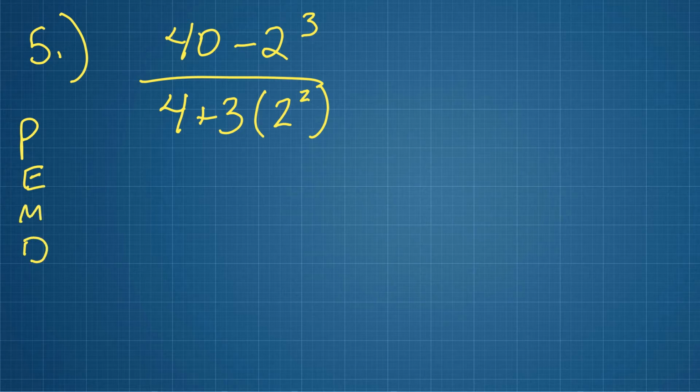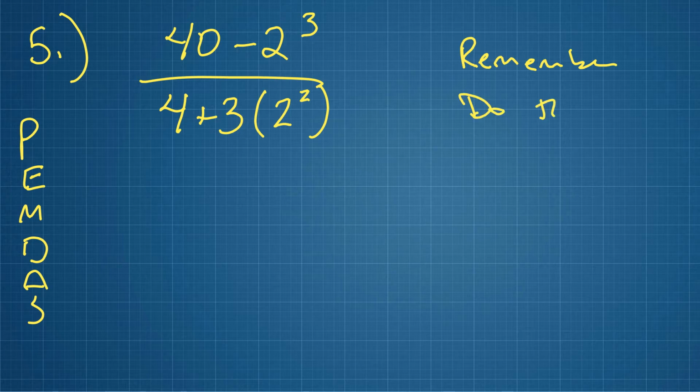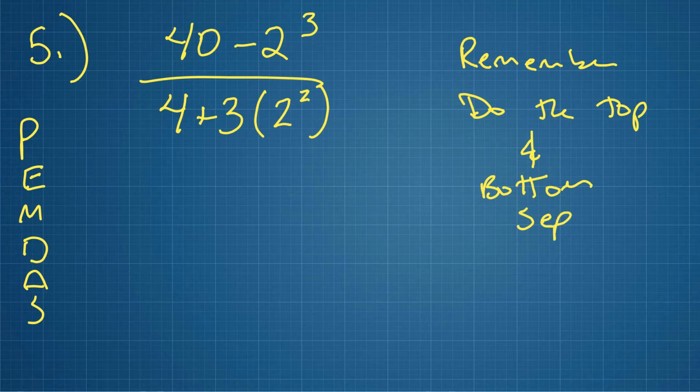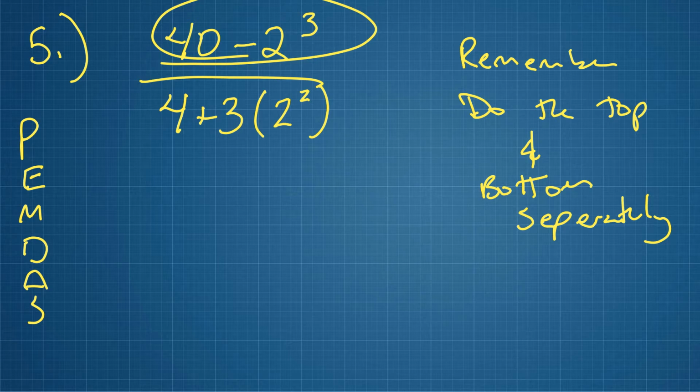Alright, number 5. Once again, you're going to do PEMDAS. But remember, do the top and bottom separately. And then just put it over each other at the end. So I'm just going to do the top. 40 minus 2 cubed. Like it's its own problem.